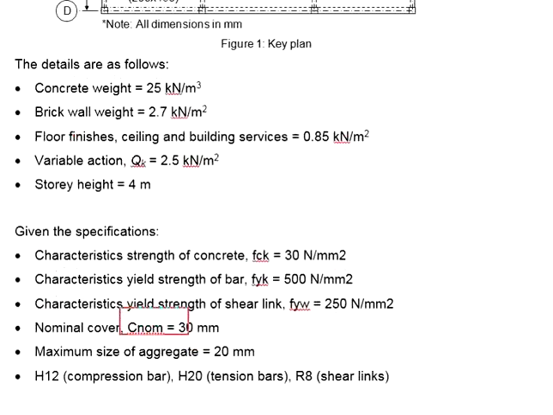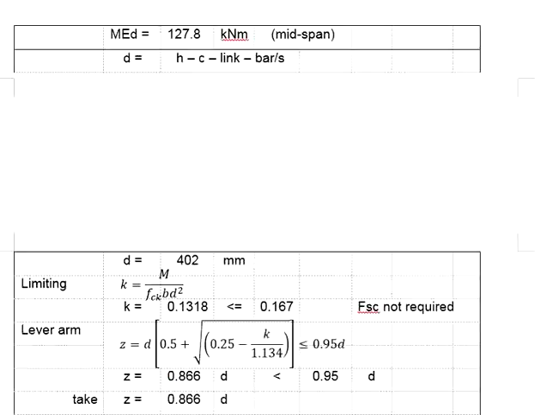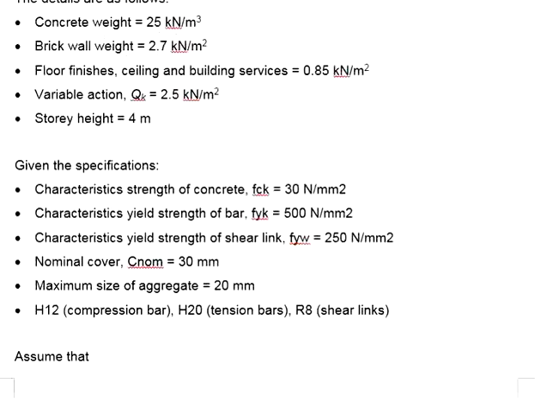The question gives you the concrete cover equal to 30. Your shear link is 8 and the tension bar is 20. Therefore, your effective depth will be equal to the height of the beam, which is 450, minus concrete cover 30, minus the shear link 8, and minus half of the tension bar, which is 20 divided by 2. That gives you the effective depth equal to 402. In this case, the nominal cover is given.